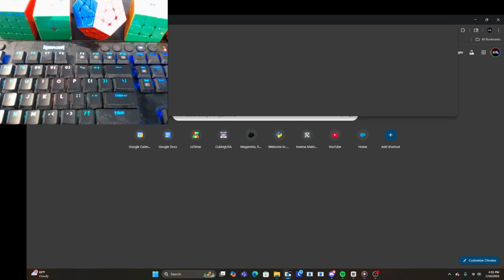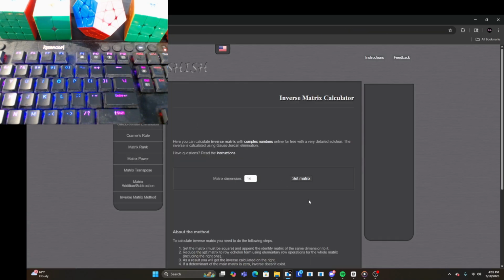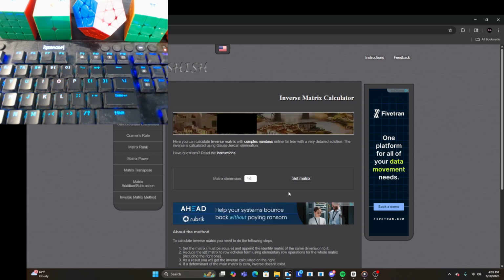First, we're going to search for inverse matrix calculator. And then we can just use this one. This is the one I've used a bunch of times. It has all these annoying ads, but oh well.